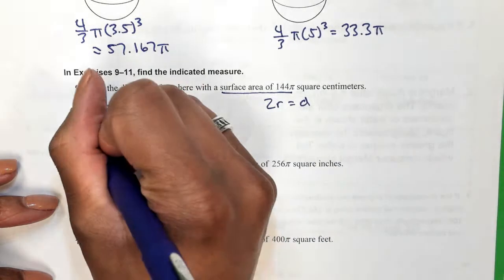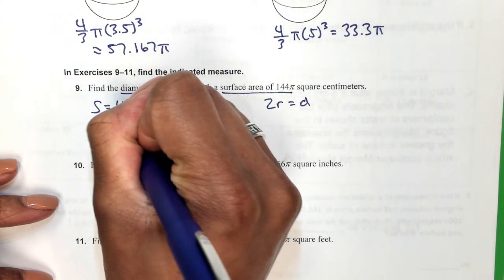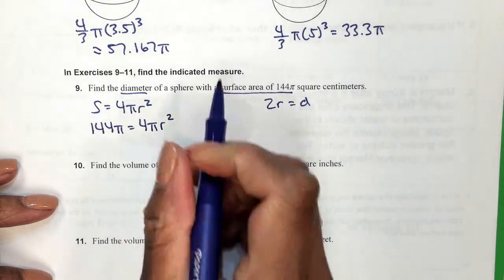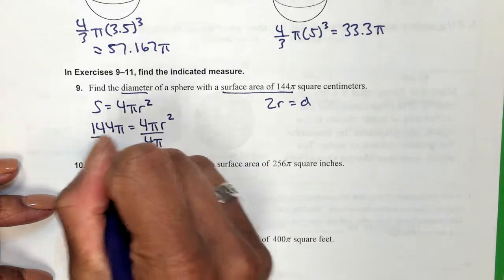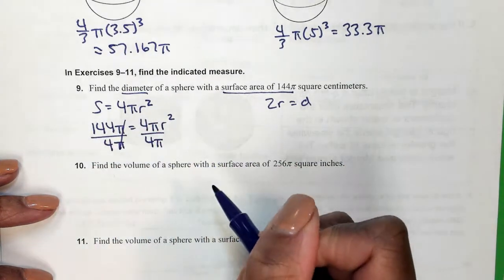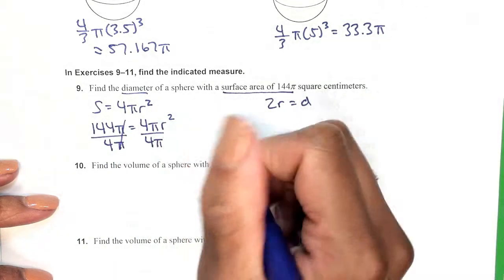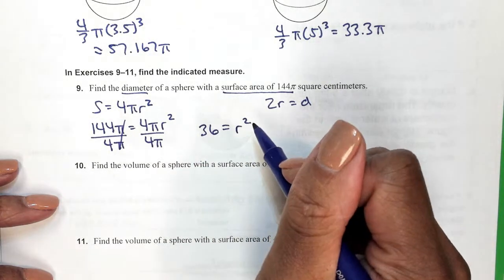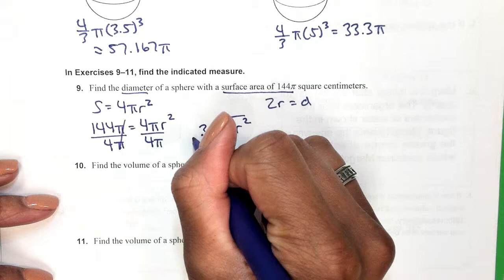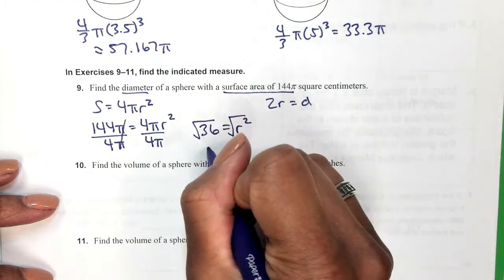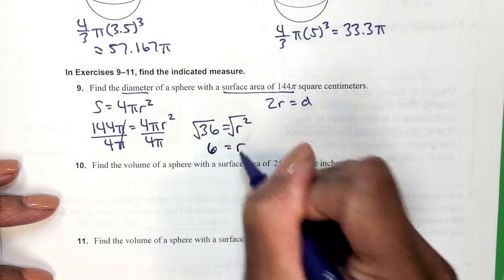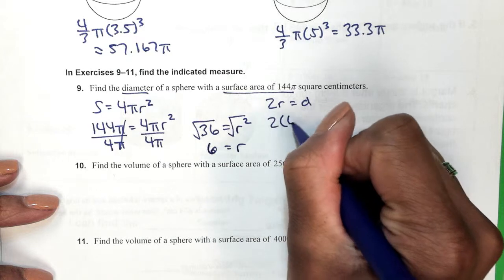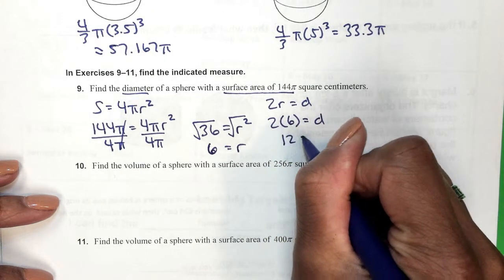So we are given the surface area of 144 pi, and then we have 4 pi r squared. I'm going to divide by 4 pi, and so the pi's cancel out. I no longer need that. So 144 divided by 4 gives us 36, and it equals r squared. And remember, if you want to get rid of a squared, then you can use the square root. The square root of 36 is 6, so that is the radius. However, we want the diameter, so we have to plug it back in. So 2 times 6 gives me the diameter, so the diameter is 12.